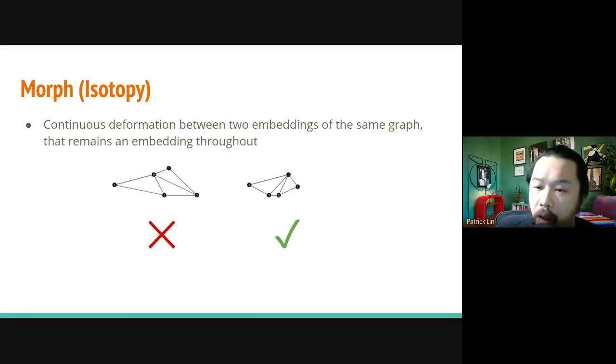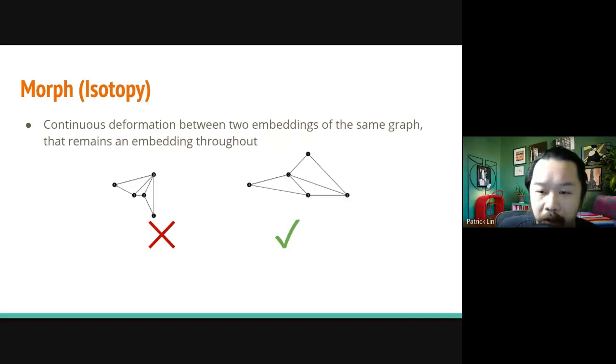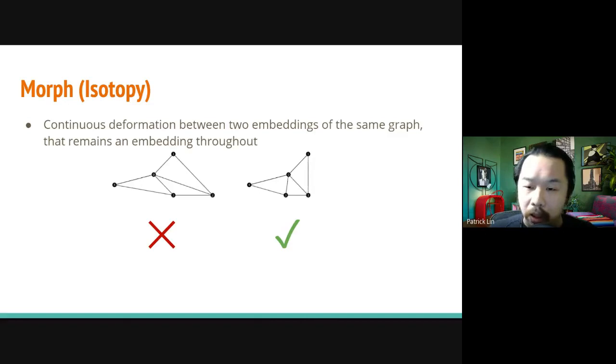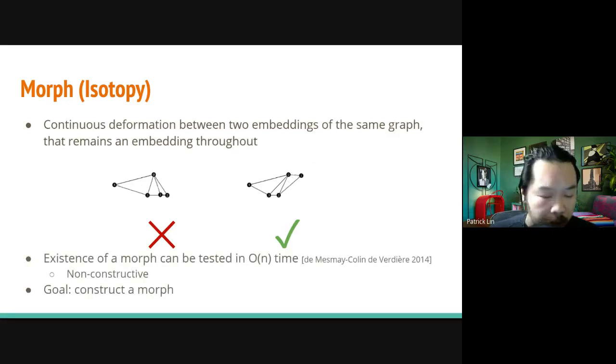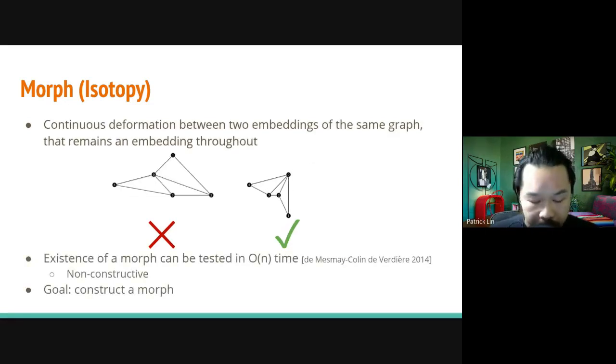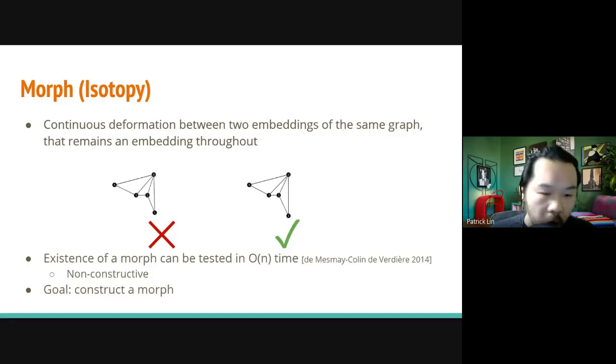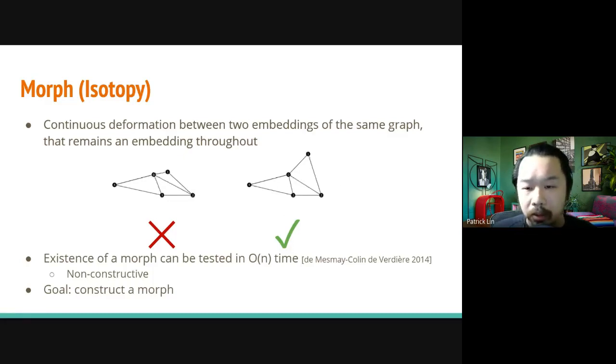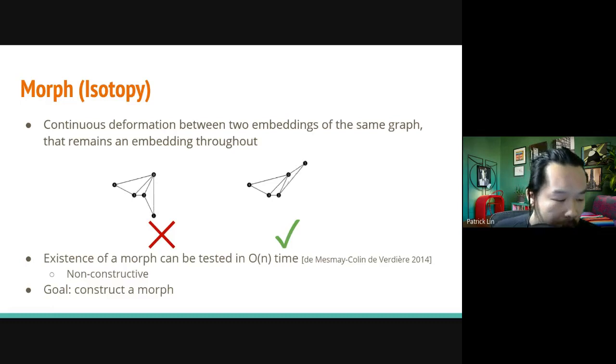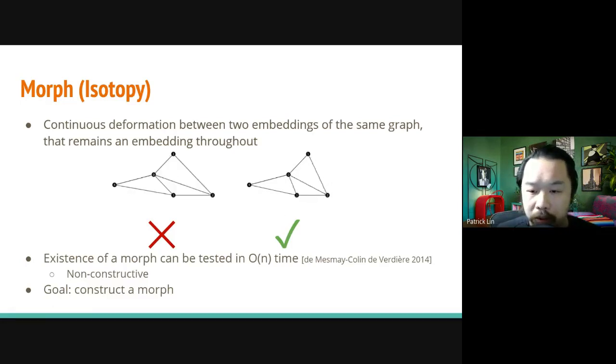Now, I said from the mathematical side, we're often interested if an isotopy exists, and in addition to being able to prove theorems about when such isotopies exist, we also have an algorithm, in fact, that says, given two embeddings of some graph on some arbitrary surface, we can actually test if this morph exists. Of course, this algorithm is non-constructive, and so in general, we'd like to construct such a morph.